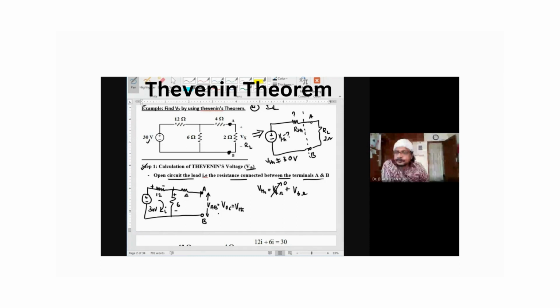Even if your answer is wrong, no problem. I'll correct it. Response, students. Resistance connected between terminals A and B, sir.